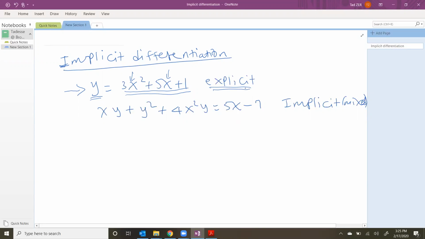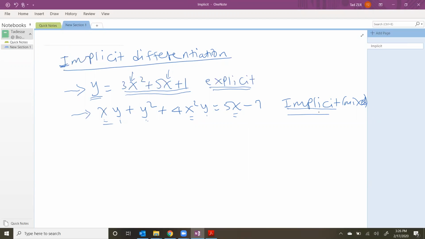expression. If you see the second expression here, x times y plus y squared plus 4x squared y equals 5x minus 7. You see the dependent variable everywhere. You see the independent variable on the left and also on the right. This type of expression is called implicit. So implicit means mixed. The independent and dependent variables are sitting together. That's what implicit means. So how do we find the derivative if we are given what is called an implicit expression?